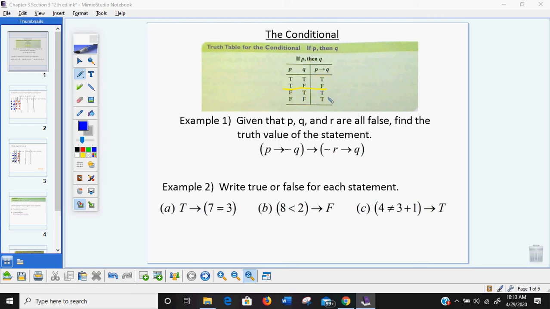Okay, they have a little example in the book about telling a lie and all that. But just remember, the main thing: when you start with a true and you end with a false is the only time it's going to be false. Okay. So let's look at this.